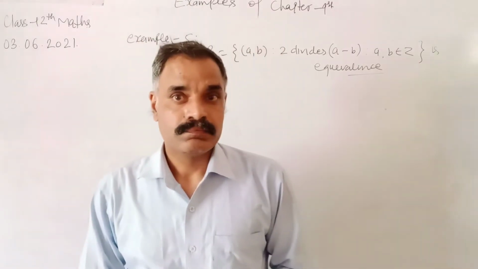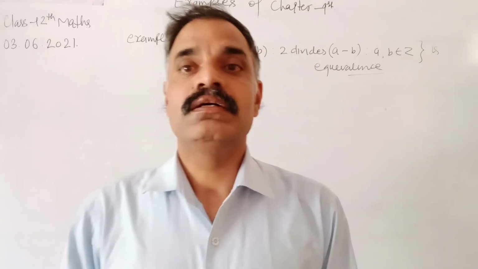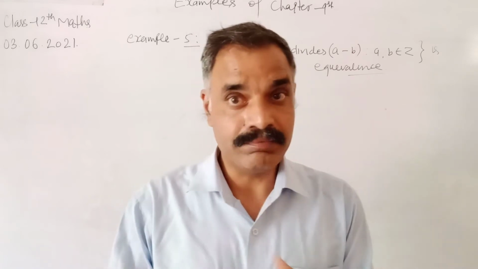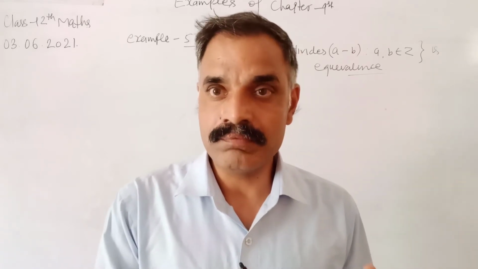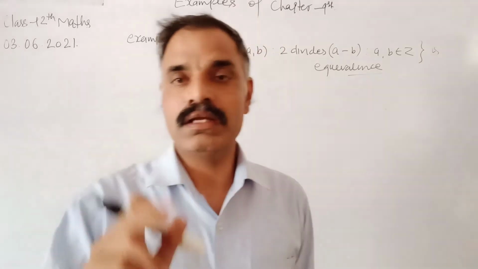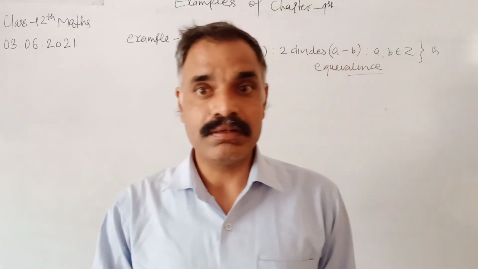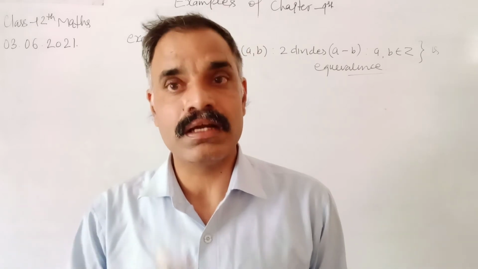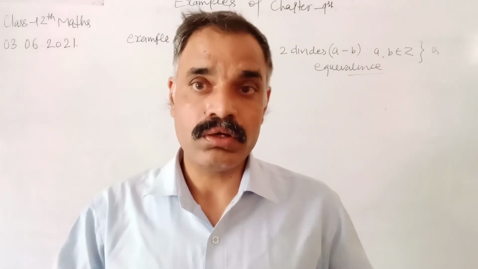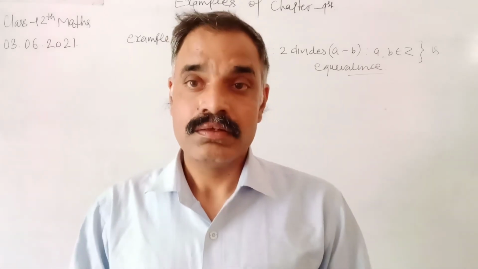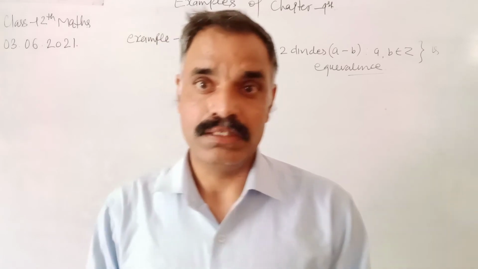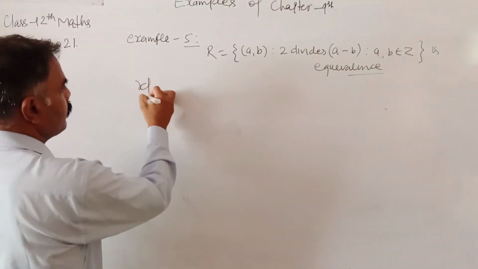The relation is: 2 divides the difference between two elements a and b, where the elements are taken from the set of integers. So first of all we will check for an equivalence relation. We have to check whether the given relation is reflexive, symmetric and transitive. I am again and again repeating that to show a given relation is an equivalence relation, we have to show it is reflexive, symmetric and transitive as well. Okay, so first of all, reflexive relation.